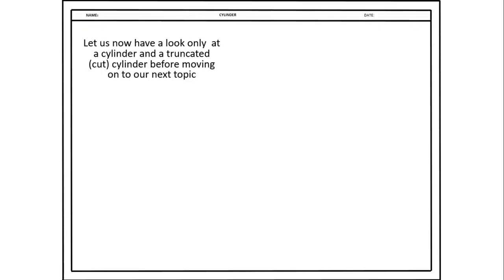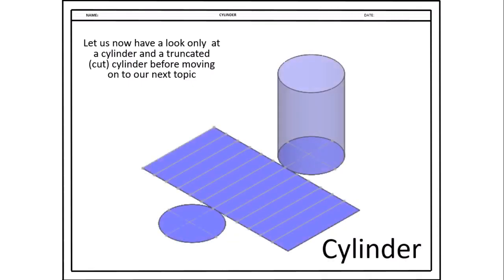And first let's have a look at a possible development that we will be doing next year, which would be a cylinder. You could have two kinds of cylinders: a normal cylinder and a truncated one, which means cut. You can imagine a cylinder at home as something similar to a tin of beans.